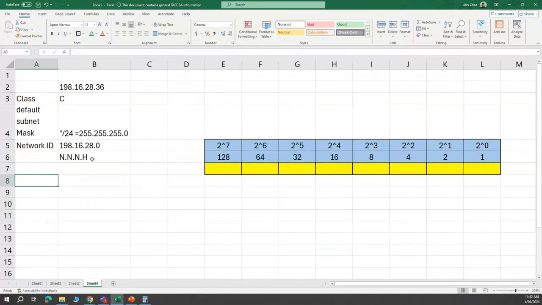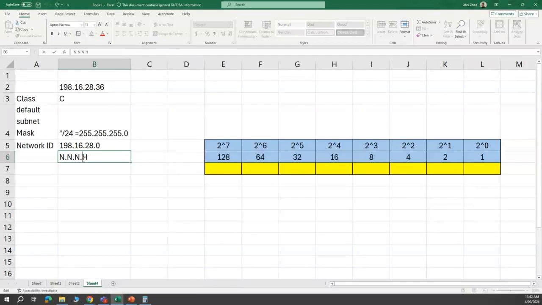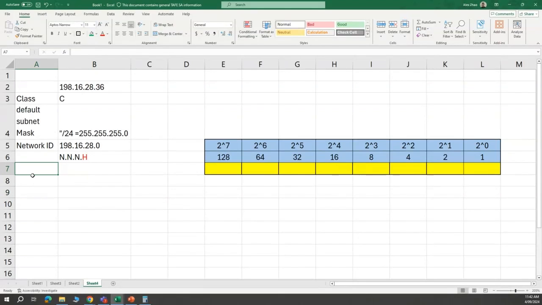So this gives us what's called N.N.N.H. You're probably wondering, what is he talking about, N and H's? What do you think I mean? Yeah, that's right. N equals network bits or portion, and H equals host bits or portion.